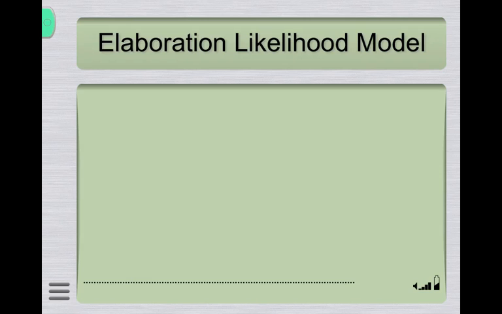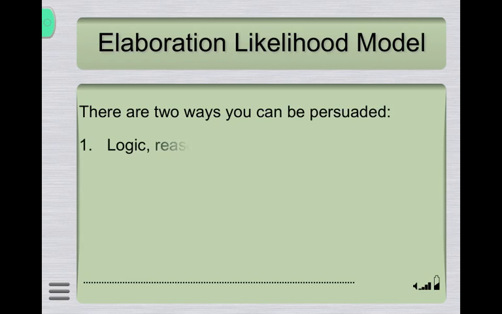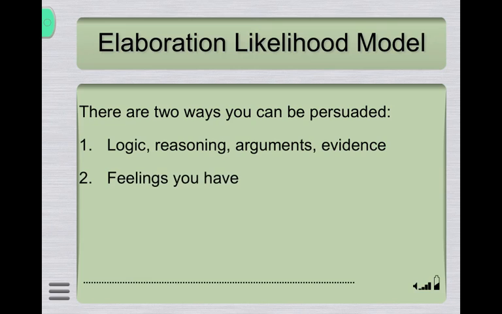The second way that audience members can be persuaded is basically an indirect route, and it's more emotional. And so what you're looking at is not just the logic, reasoning, arguments, and evidence. What you're looking at is the feelings you have about that topic, about that person. There's an emotional reaction you have to the examples that the speaker presents, or maybe you like or dislike the speaker. That is also going to have a huge impact on whether or not you will be persuaded. But those are two different things.